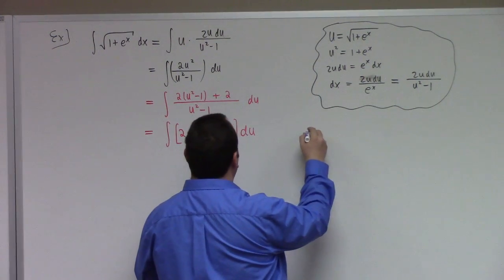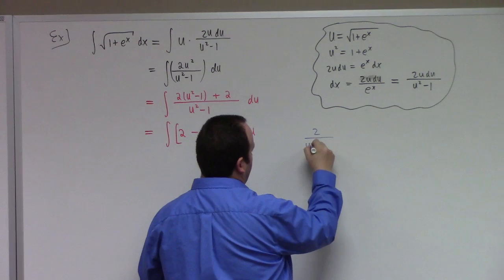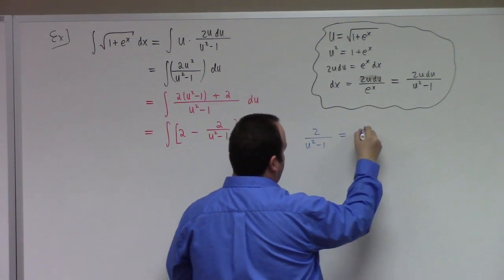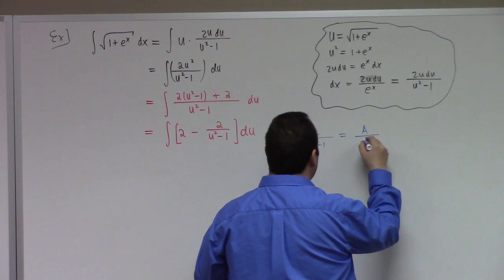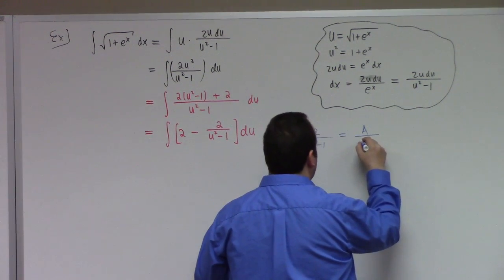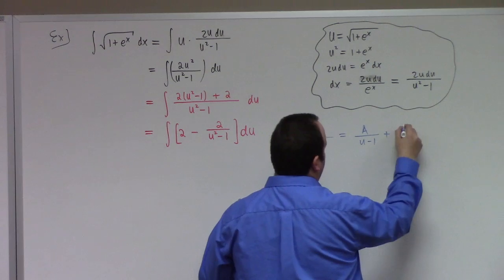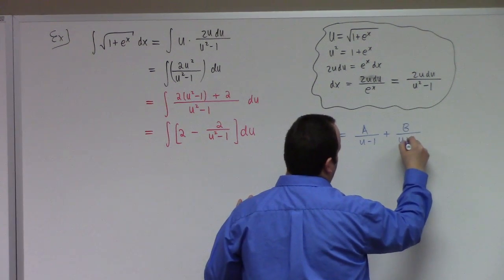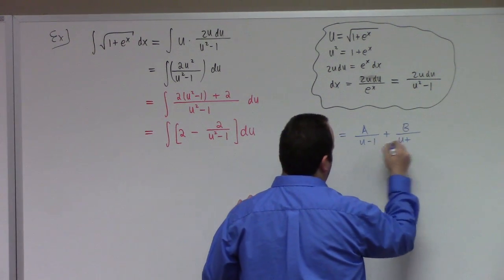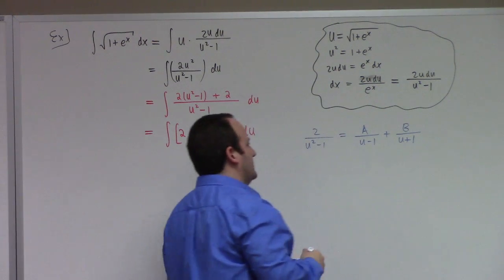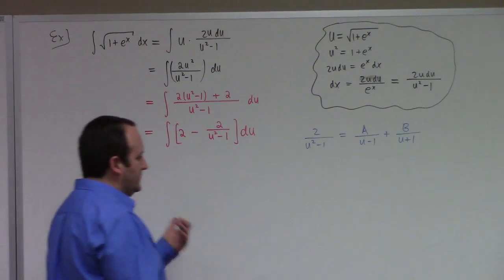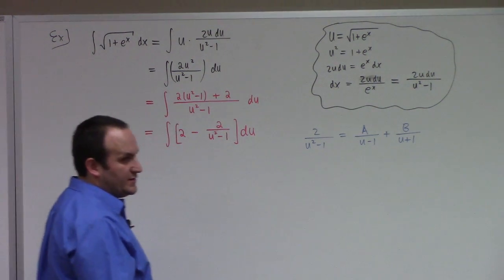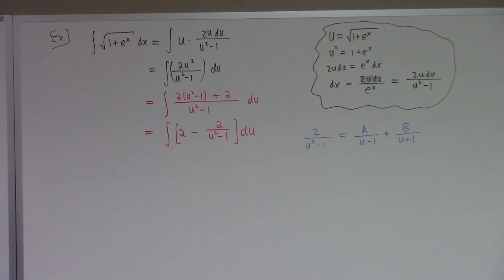Let's see here. 2 over u squared minus 1 should be something like a over u minus 1 plus b over u plus 1. Oh, other way around. Wait, I can't decide. Anyway, whatever you want to put first. Agree? Because u squared minus 1 factors into u minus 1 times u plus 1. Now what's our next move?